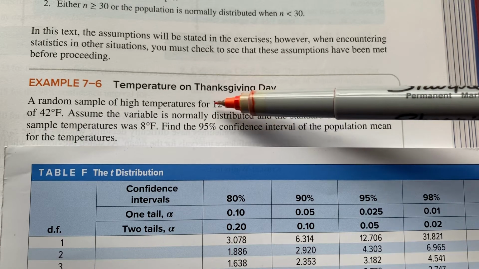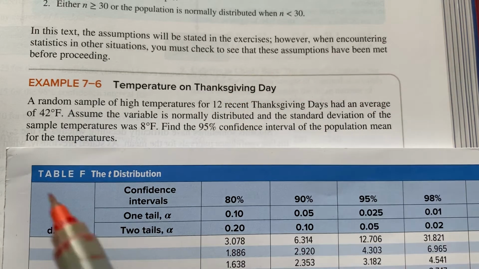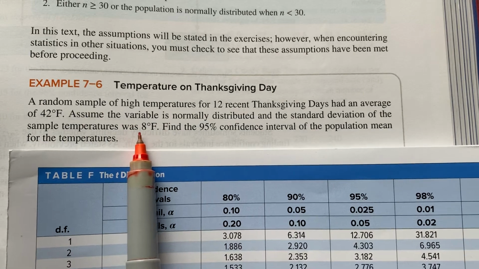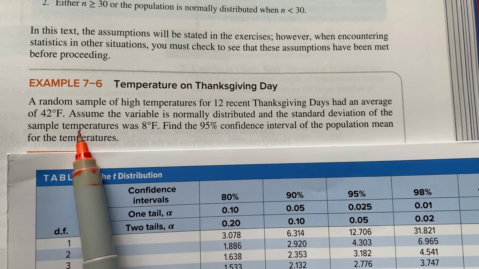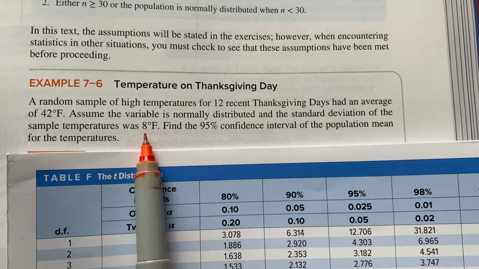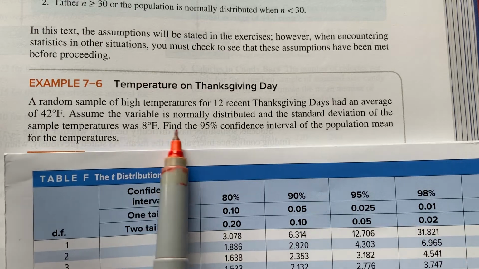That's important because we only have 12 of these temperatures, okay? And the standard deviation for the sample is actually 8 degrees. They ask us to find a 95% confidence interval for the population mean of the temperatures. Now be careful that you are not given a standard deviation for all possible Thanksgiving Day temperatures. You are just given the sample standard deviation.